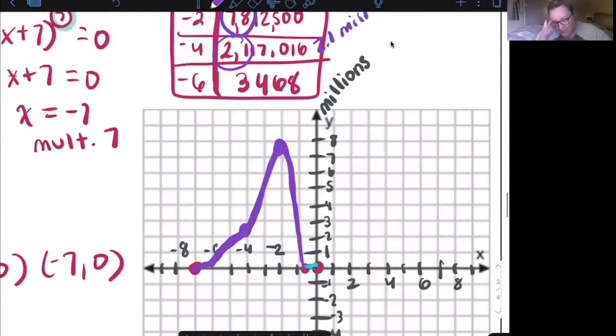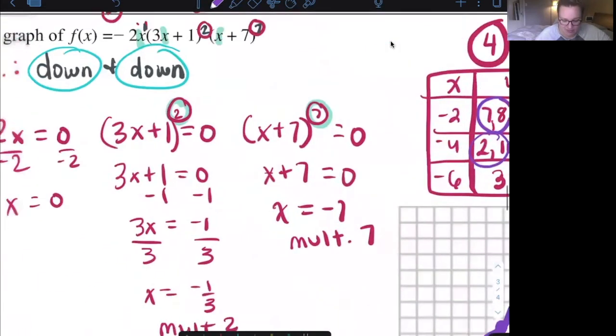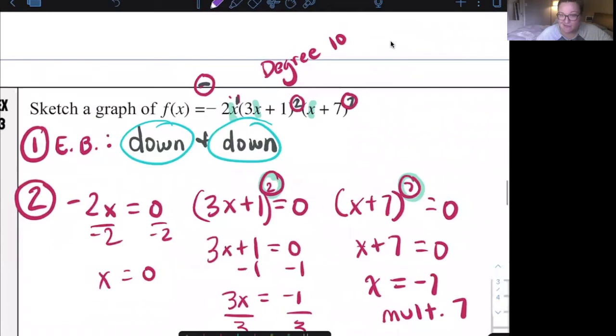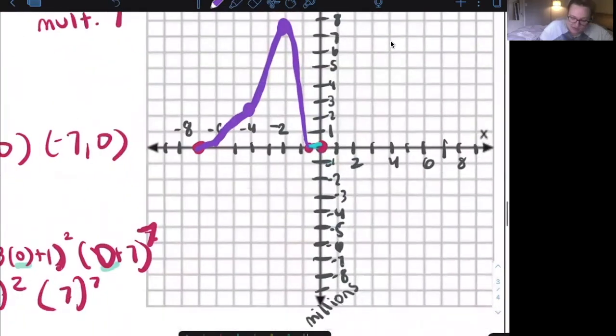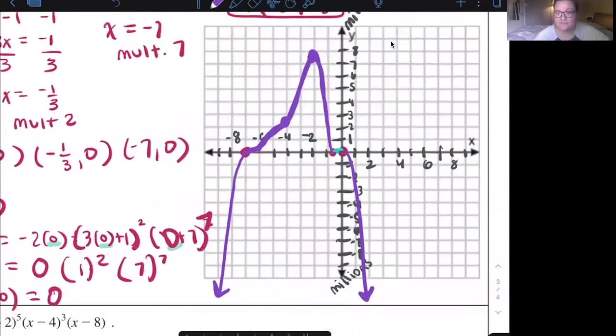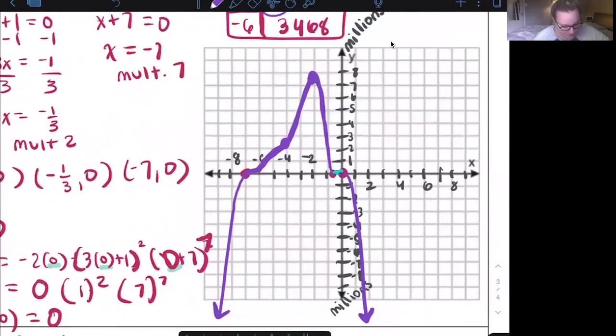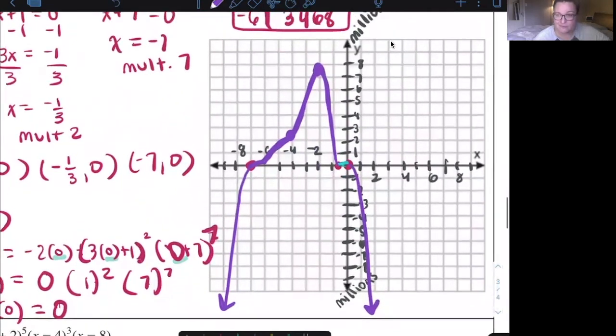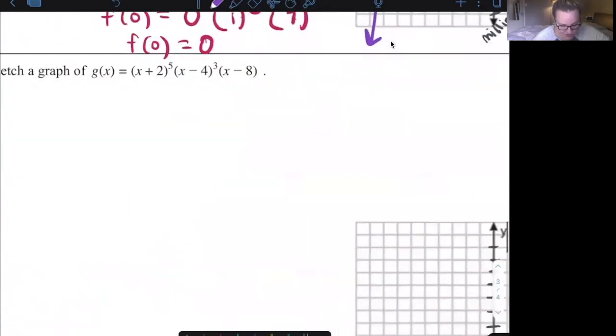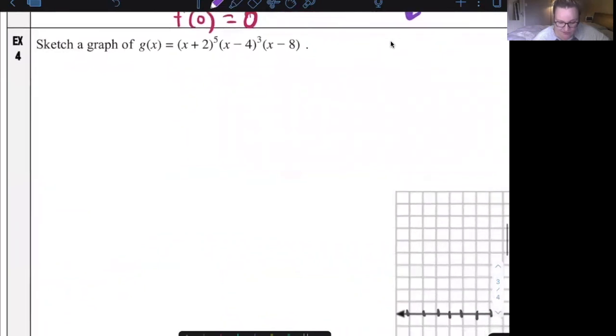Now, we know what happens to the far left of our graph and to the far right, because our end behavior we decided would be down and down. So that means that to the far left of my most left x-intercept, I'm headed down, and then to the far right of my most right x-intercept, I'm also headed down. So our graph should look like this. And then if I wanted to, I could describe my domain and range, but I'm gonna let you off the hook for this one.